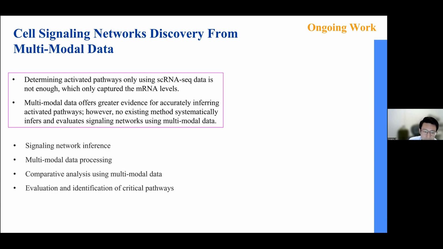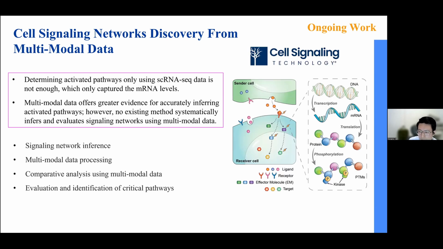So we want a new method that can infer the networks by processing the multimodal data and use the multimodal data to evaluate those pathways. And we want to do comparative analysis on different conditions. This project is in collaboration with a biotech company called Cell Signaling Technology.